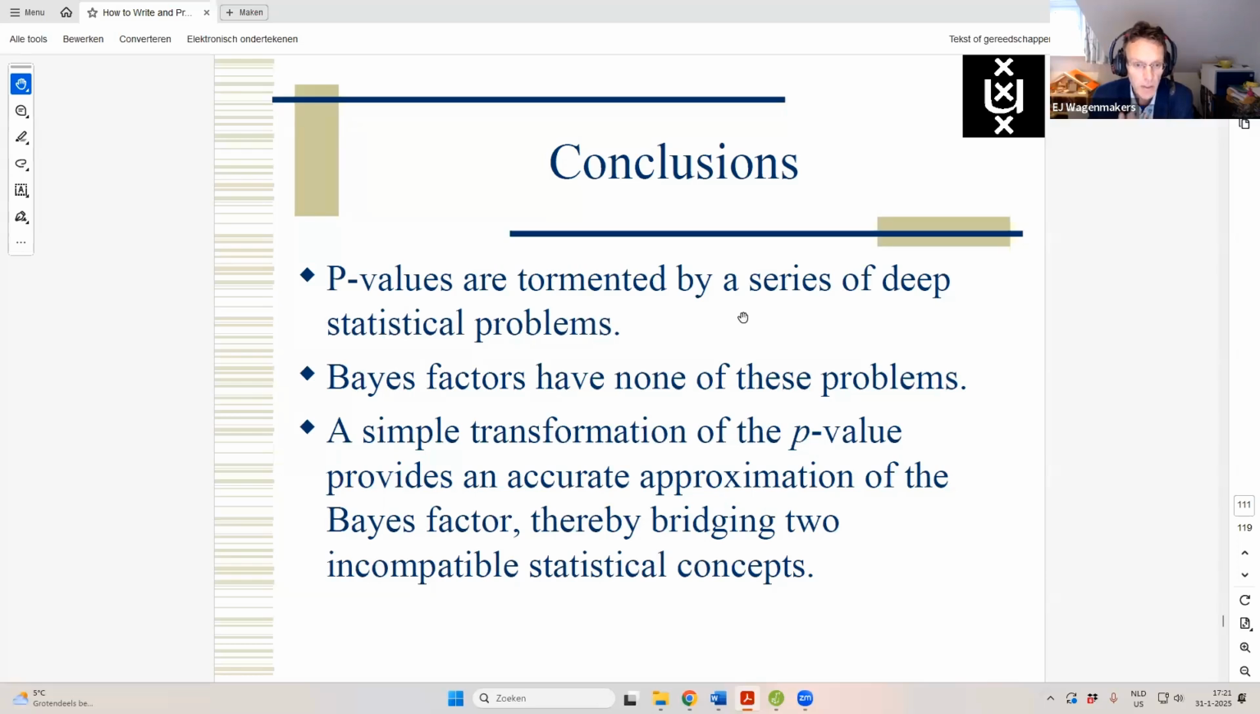People have done similar work in the past, but what they've mostly done is construct an upper bound, where you say, if I have a p-value, the Bayes factor can be no stronger than this. But of course, providing an upper bound is very different from providing an actual approximation.